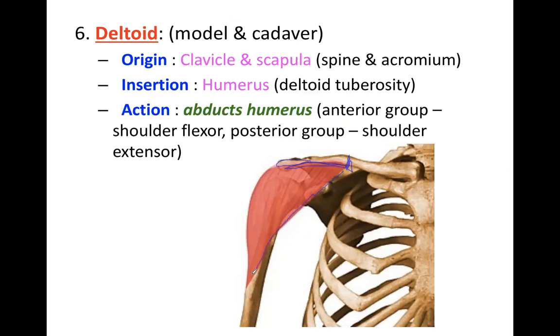All the fascicles are going to go here. And if you remember that deltoid tuberosity, that little washout point on the humerus is where we're going to see the insertion. So this is all deltoid.